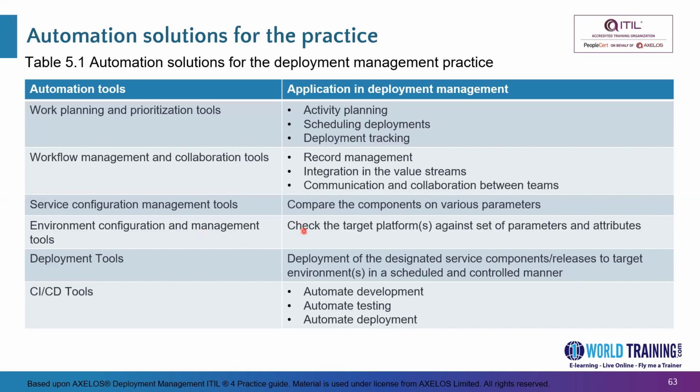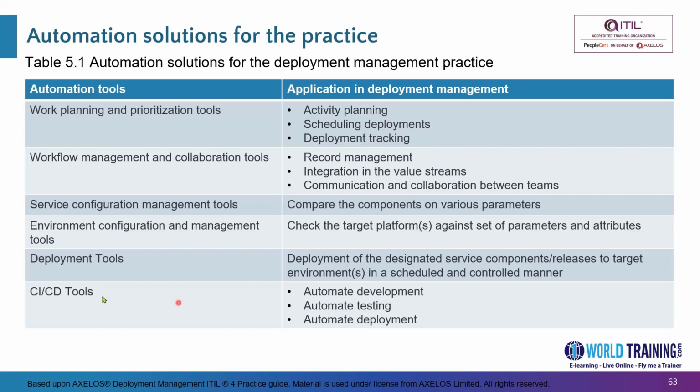And if you notice here, the statement here is to check the target platform against the set of parameters and attributes. Next, we have the deployment tools. This is mainly for the deployment of the designated service components or releases to target environments in a scheduled and controlled manner. Essentially, it's about moving the required components to the target environment. So essentially, in a tool, it will be running off certain commands to move the CIs or the components according to the specified flow or the schedule. In an automated deployment with the continuous deployment, it can use scripts for software deployments. For hardware, this is usually through the infrastructure as code, which is programmable.